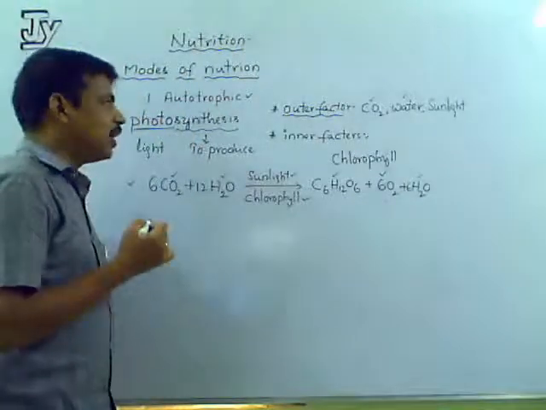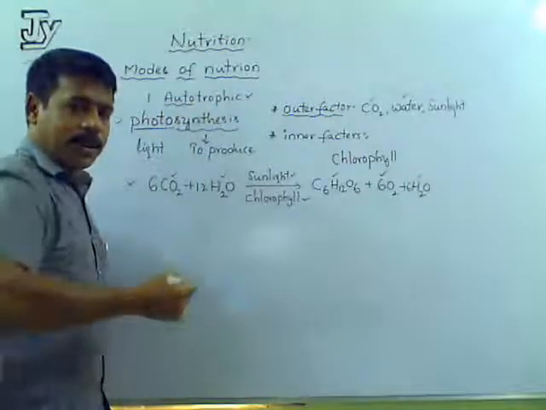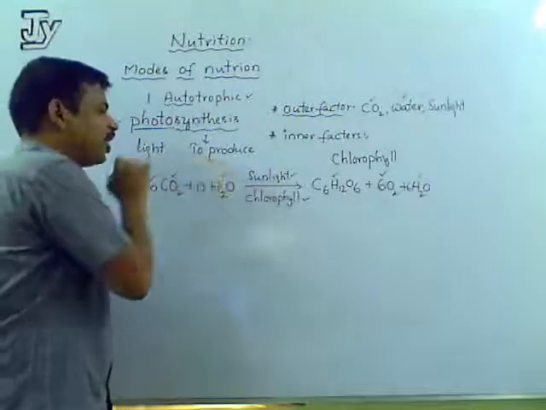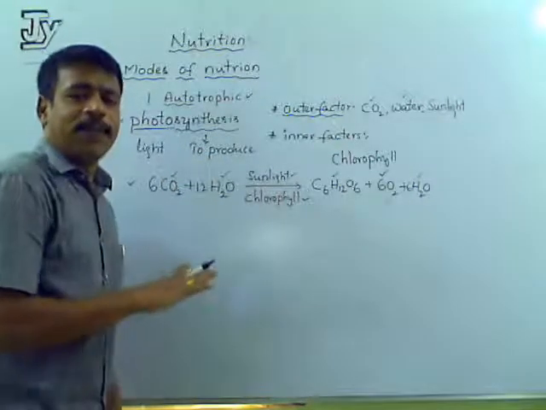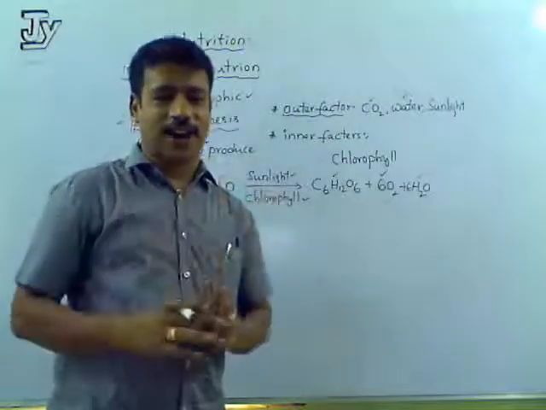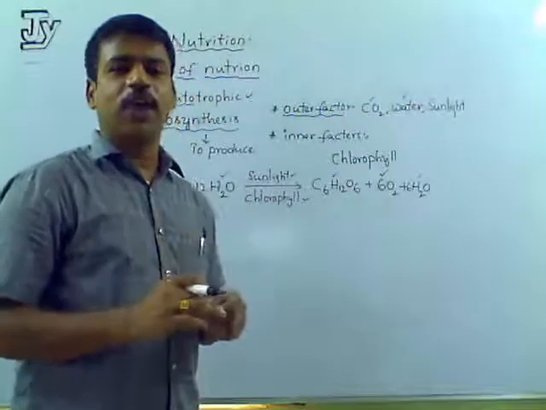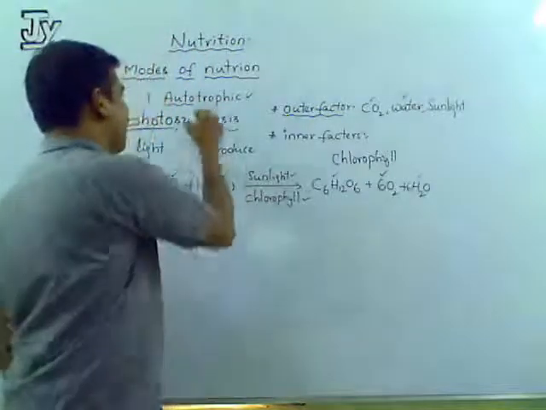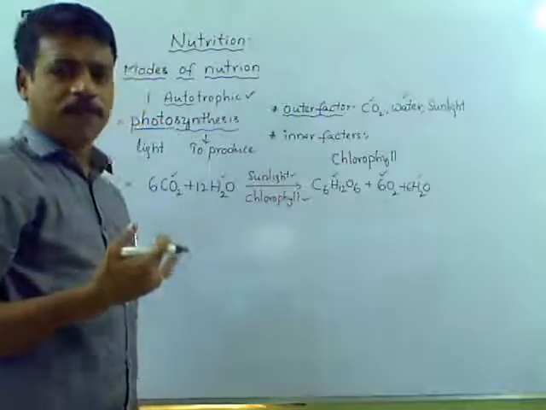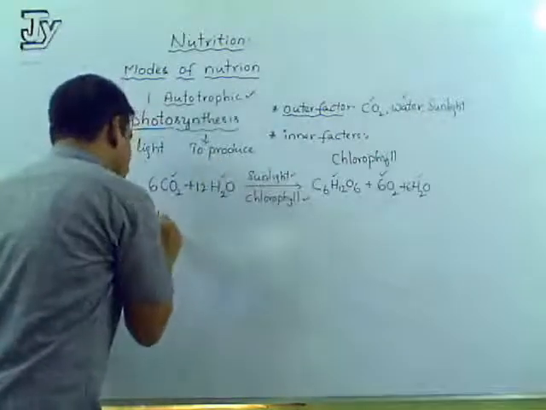So in autotrophic nutrition, the plant gets carbon dioxide from the environment and water from the soil. It does not depend on others, that means on other organisms. So this mode of nutrition is called autotrophic nutrition. And then what is the role of stomata in photosynthesis?